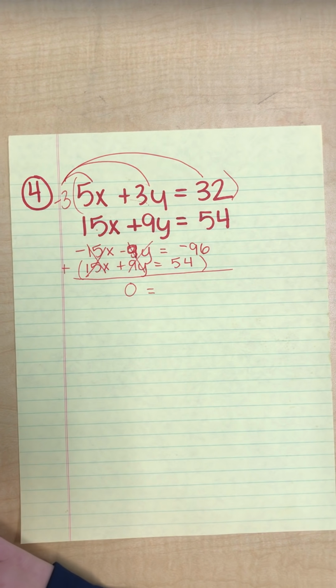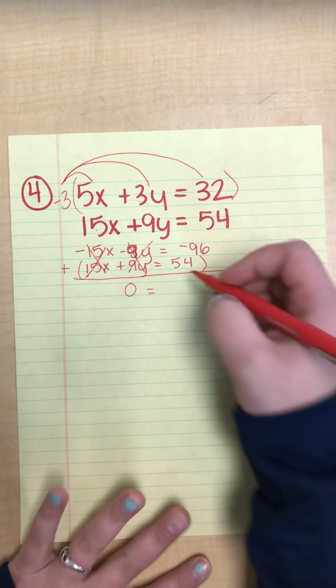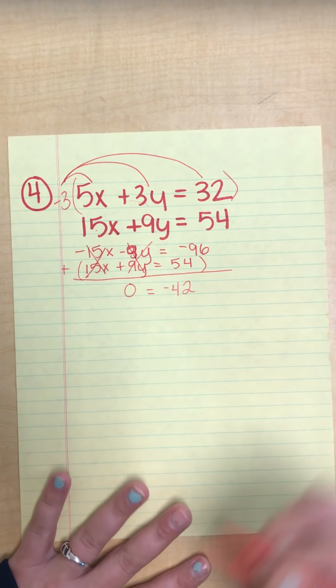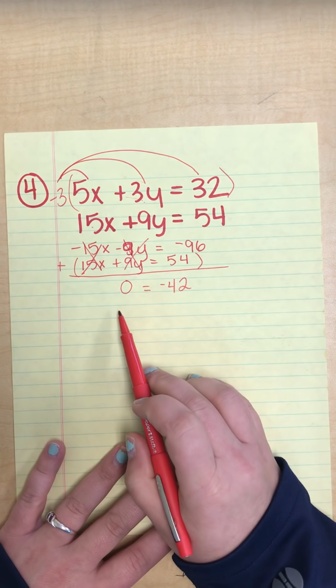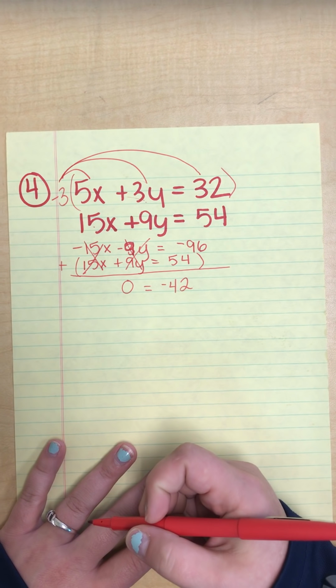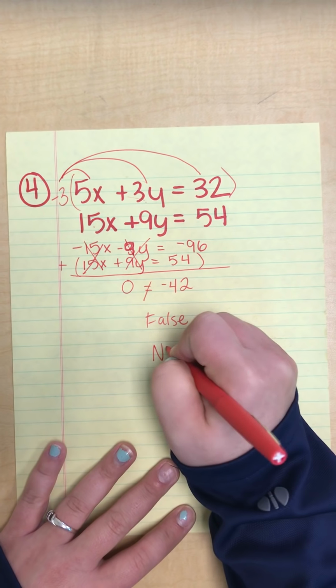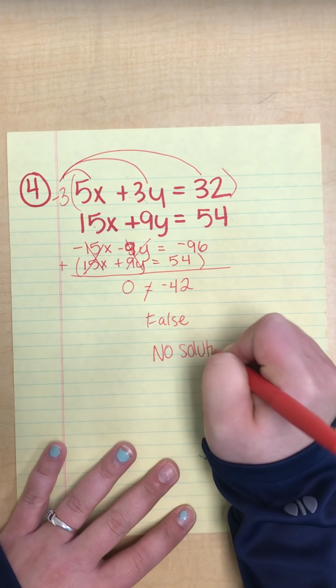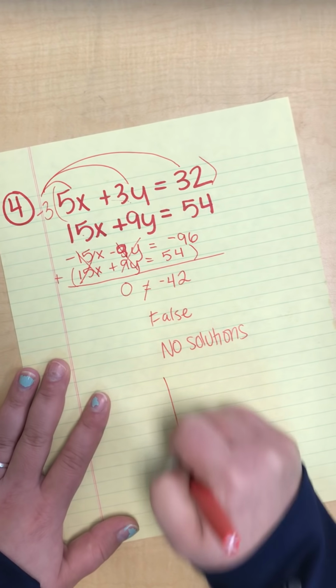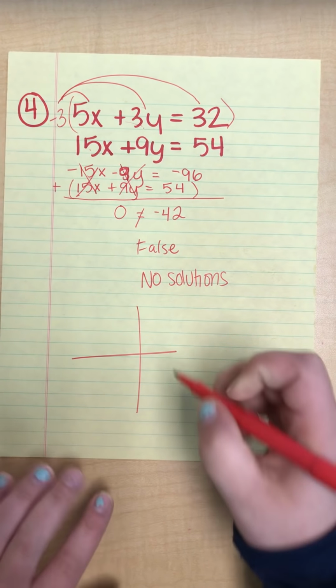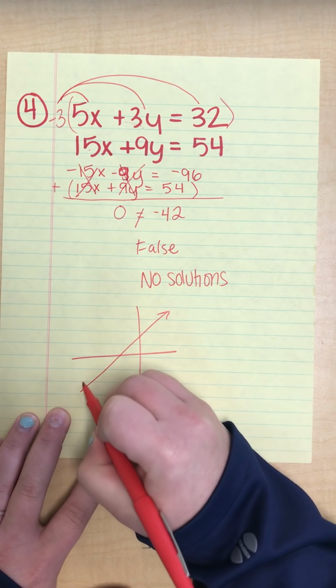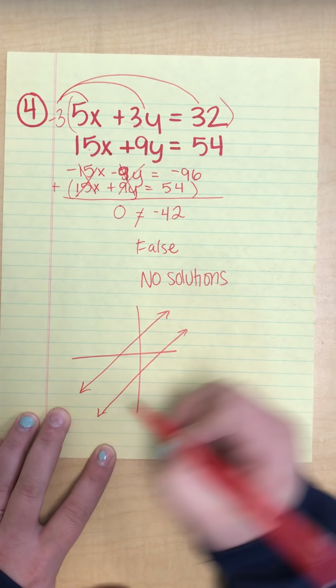And now I have negative 96 plus 54, which gives me negative 42. So I have no variables left, and I have 0 equals negative 42. Okay, that is a false statement, so that means there are no solutions to this. Meaning that if I were to look at my graph, it would be 2 parallel lines that would never cross.